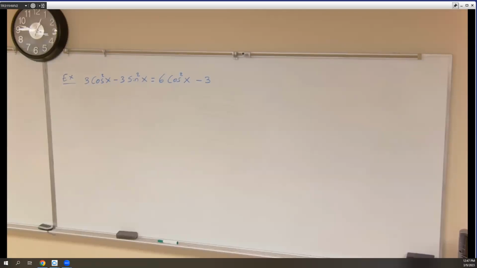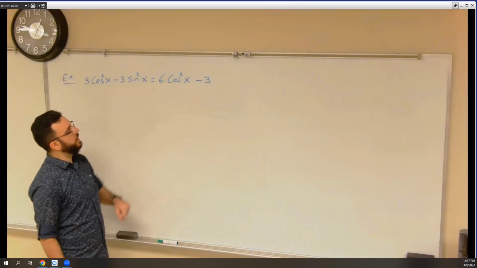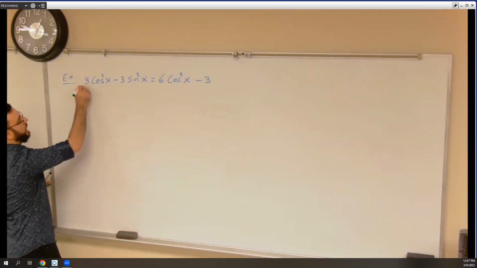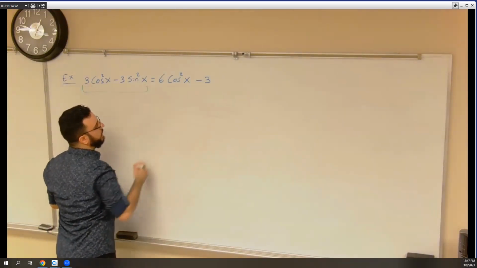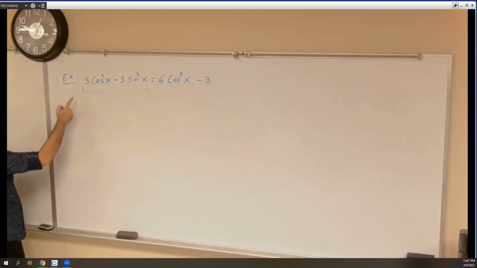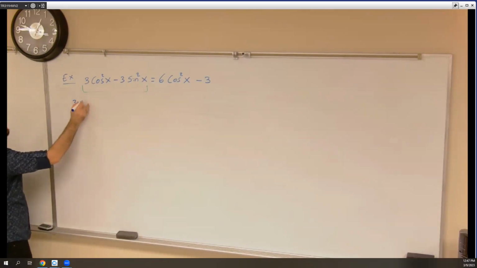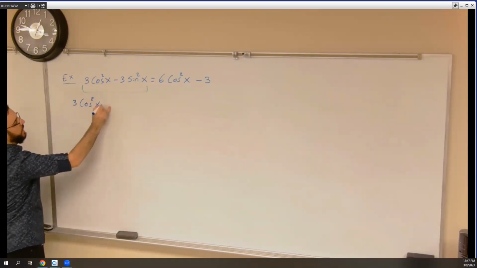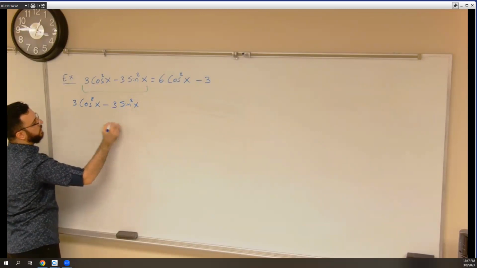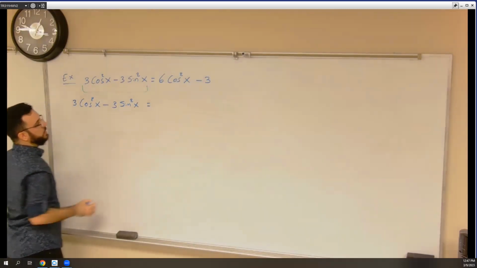So now we need to prove 3 cosine square x minus 3 sine square x is equal to 6 cosine square x minus 3. So always I'm gonna start from this side, and my goal is to get the other side. Let's start from this side, 3 cosine square x minus 3 sine square x.